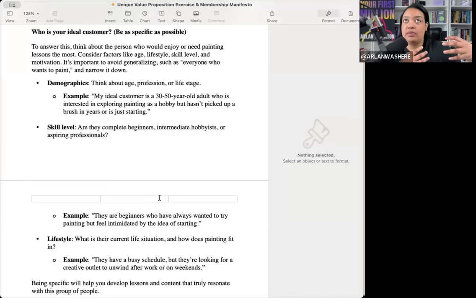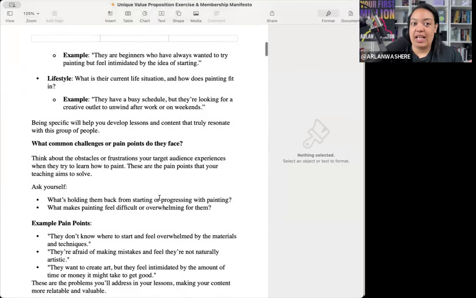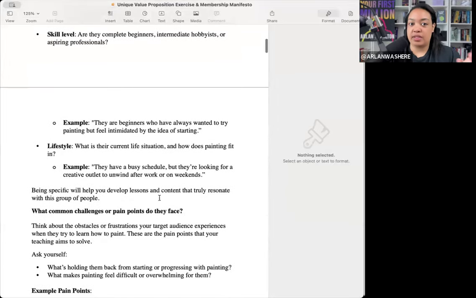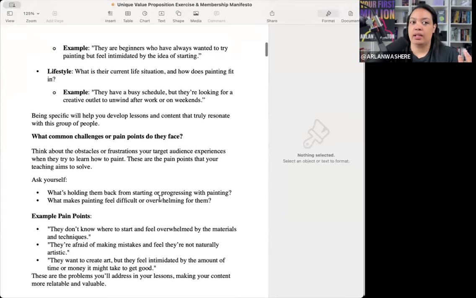But the more you can dial in, the better and the easier it's going to be for you later. Another example of that, of their skill level, is they are beginners who have always wanted to try painting, but they feel intimidated by the idea of starting. What's their lifestyle like? What is their current situation and how does painting fit into that?